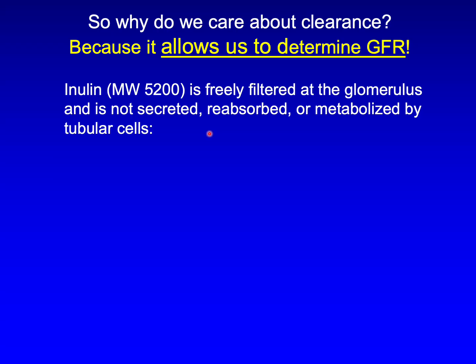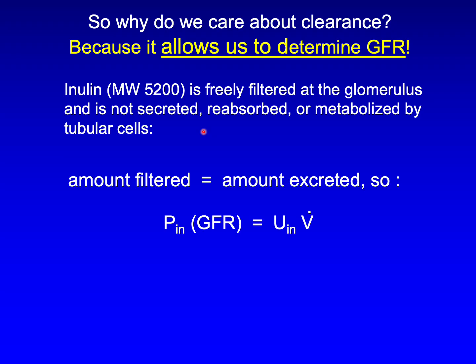So what this means is that the amount of inulin filtered in milligrams per minute is going to equal the amount that comes out in the urine in milligrams per minute, because whatever gets filtered is what you end up with. No inulin is added, removed, or metabolized by the tubules. So knowing that, you can now set up an equation that says the amount of inulin filtered equals the amount excreted, and you can calculate the two parts.